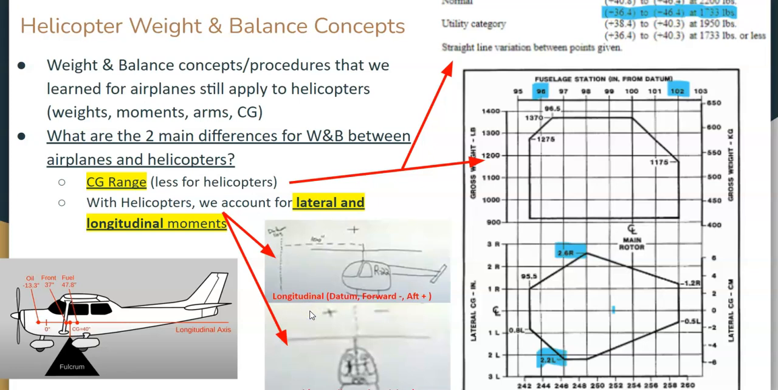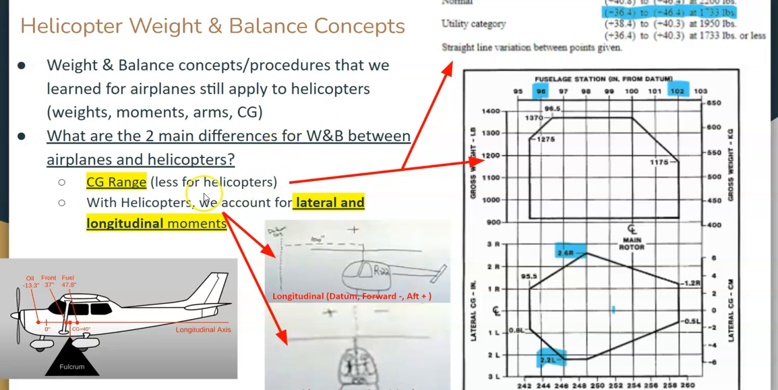So let me tell you about what makes helicopter weight and balance a little different from aircraft weight and balance. The procedures are largely the same. If you think about it, you still have to account for weights, moments. There's still a CG envelope. There's still graphs you have to read. A lot of the same procedures apply. But there are two main differences.